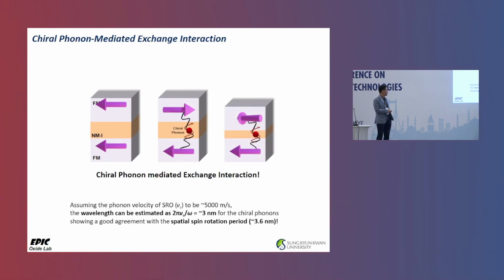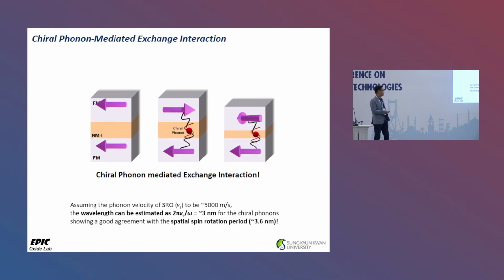One indirect evidence is that you have a wavelength of this phonon coming from the phonon velocity of SRO as 5,000, which is about 3 nanometers. And this is roughly in the order of the rotation period that we observe in this oscillation of the magnetization. Unfortunately, we don't have any microscopic picture for this type of chiral phonon-mediated exchange interaction. Actually, this is a very new idea that has not been proposed anywhere.